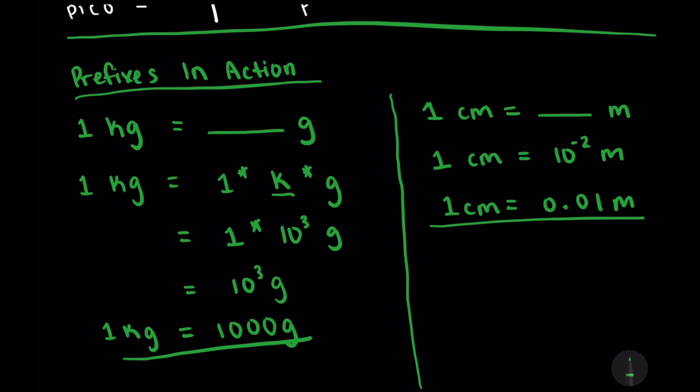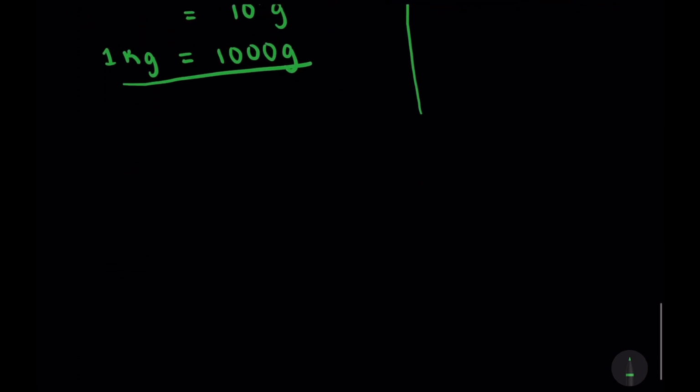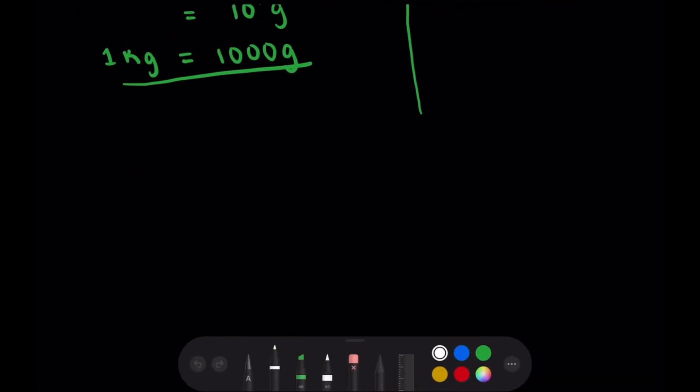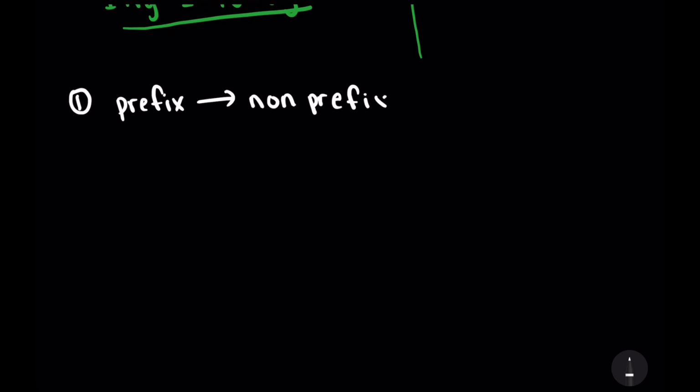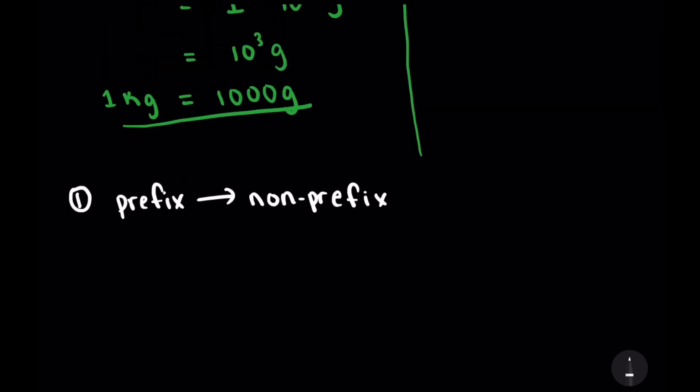So those are just 2 examples of us converting units. But let's get back to what we said earlier, which is that with prefixes, you can do one of 2 things. In the first case, you can go from a prefix to a non-prefix, and that's exactly what we just did up here.